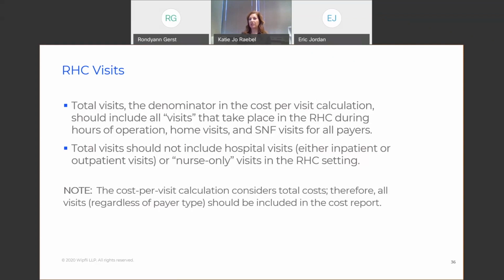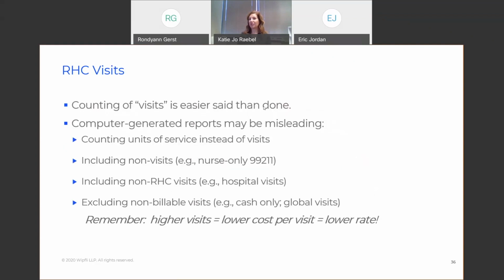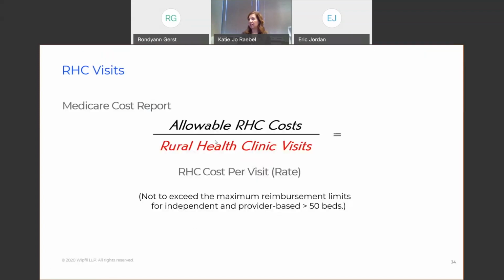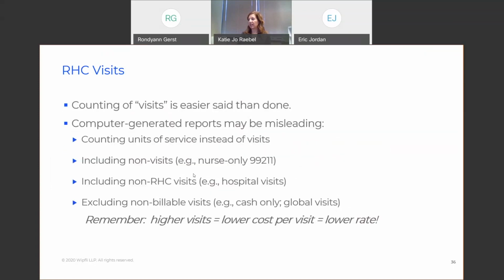What we find is oftentimes those people that are gathering the data don't know the ramifications of overstating visits, understating visits, etc. So oftentimes, someone in the clinic is getting visit information together and they're counting visits that are nurse-only visits or hospital visits, etc. Keep in mind, when we have higher visits, we have a lower cost per visit, right? If we go back to this calculation, the higher our denominator here, the lower our cost per visit. So that is the risk of overstating our visits. If we understate our visits, we have an incorrect cost per visit. It could be higher than what we should be getting.